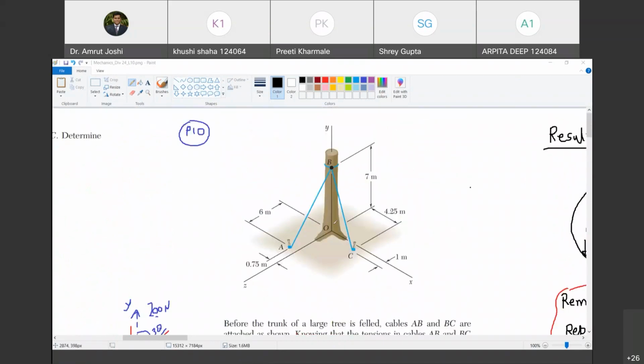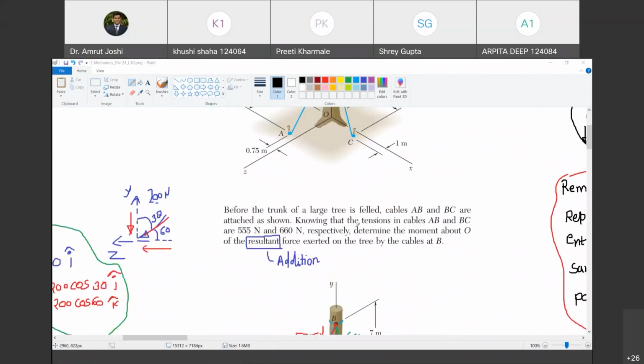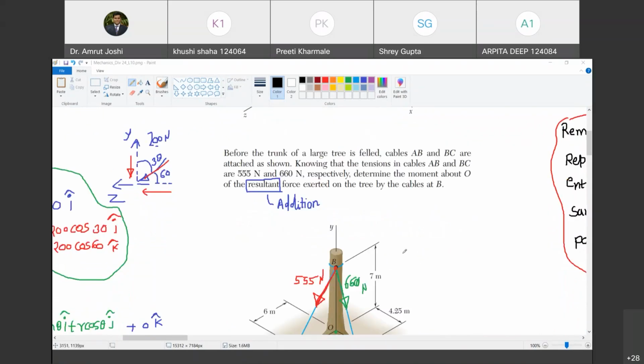Okay. So what we have to do is find the moment of the force exerted at B by these two cables, cable BA and BC, and that moment is to be taken about point O. Are you with me? Yes, sir. Okay. So how do we proceed?